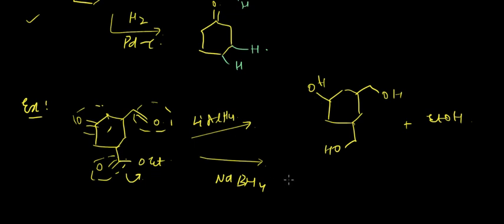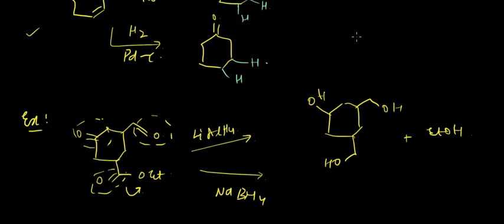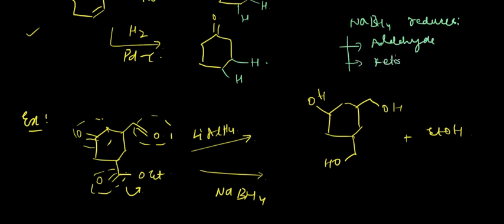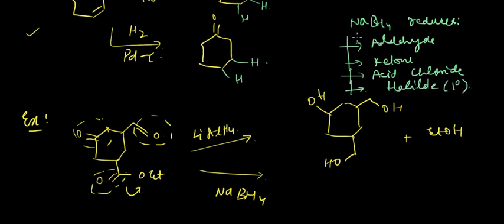Okay, what will happen with NaBH4? Obviously you know that NaBH4 will only reduce acid chloride, halide, aldehyde and ketone. Let me write it again. So NaBH4 will reduce aldehyde, ketone, acid chloride and what is left? Halide. Okay, 1 degree. Okay, so just remember this.